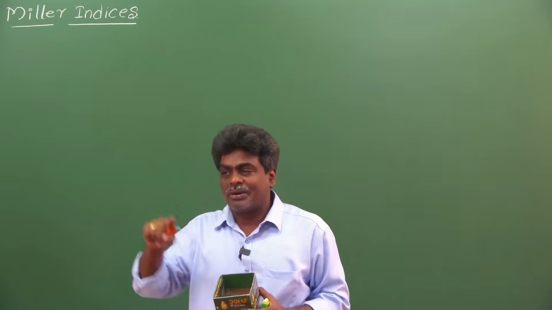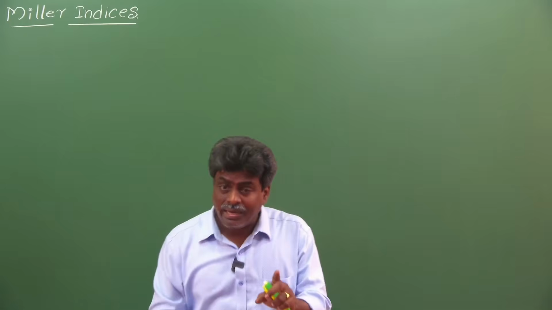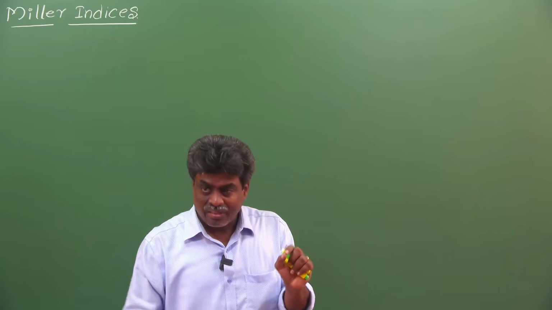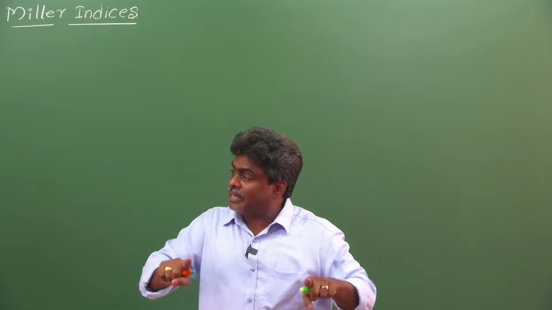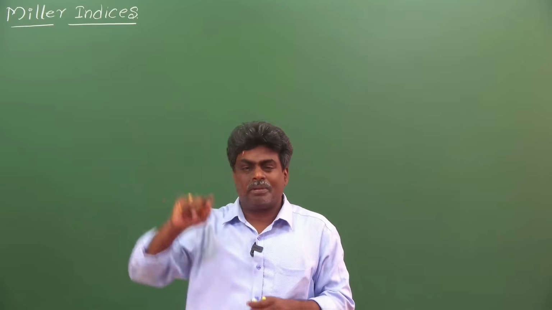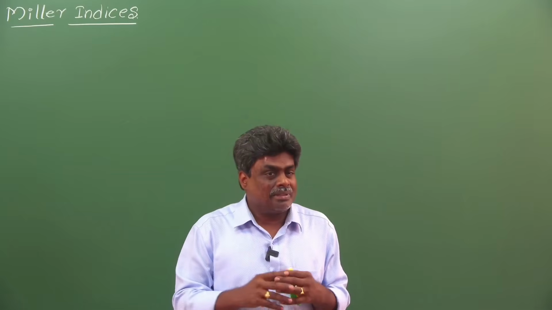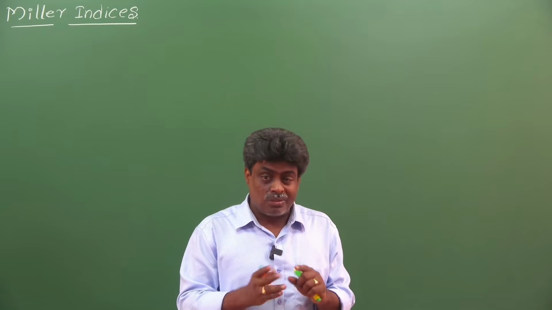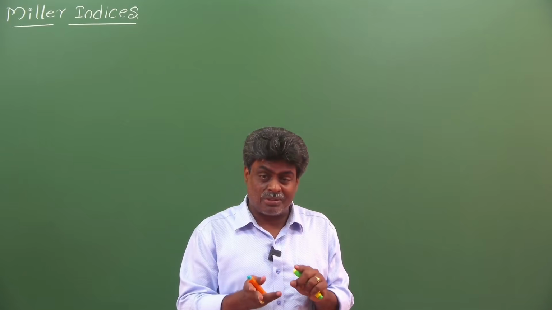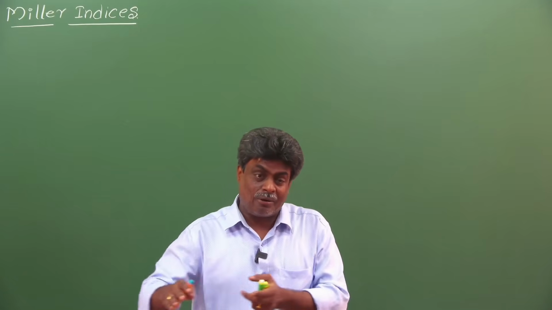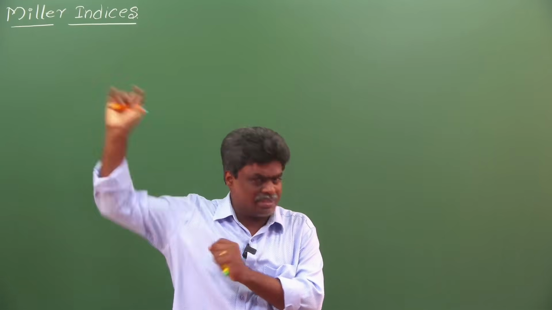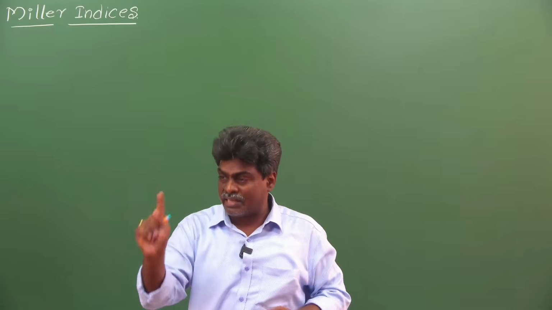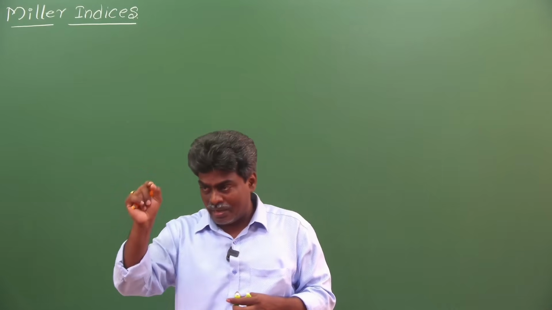So that is called Miller indices. The Miller indices is simply a notation which indicates a set of all parallel planes. Is that clear? For example, I have written a Miller indices 100. What does it mean? 100, 200, 300, minus 100, all the planes. Are you understanding what I am saying? So all these sets of parallel planes are represented by a single notation that is called Miller indices.